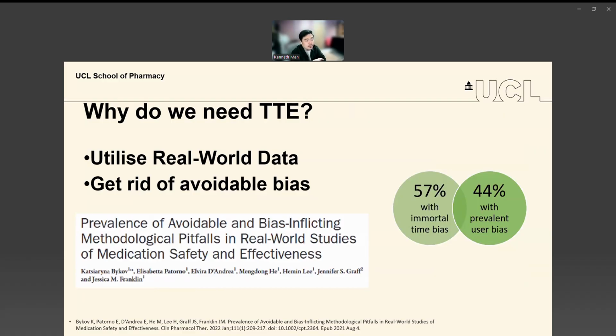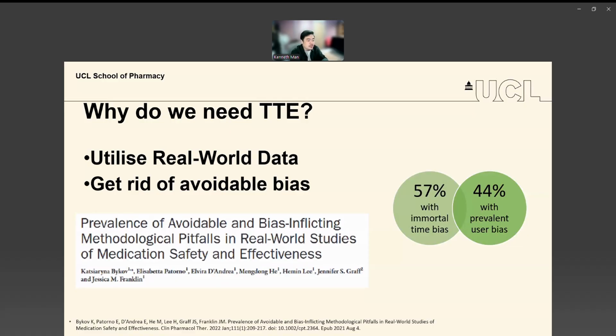For the obvious reason that we would like to utilize rich real-world data to address some of the clinical questions that may not be fully addressable in clinical trials. But the use of real-world data comes with its limitations and challenges as well. In many cases, there is bias in using real-world data for observational studies. To get rid of the avoidable bias, that's where the target trial emulation framework came in.